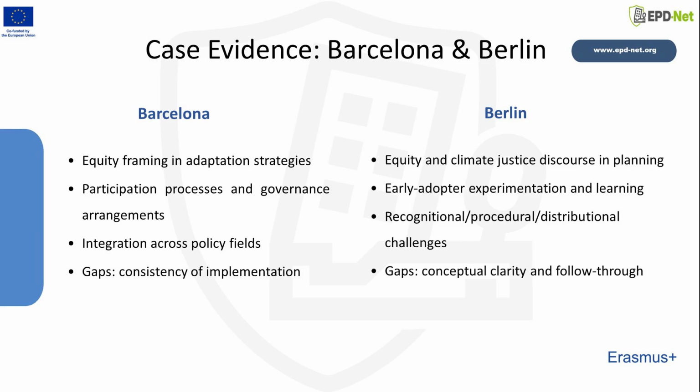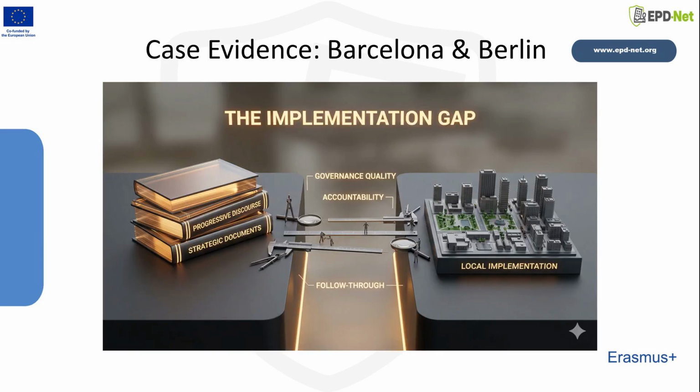There may be ambitious strategic documents, but weaker translation into local implementation, monitoring, or accountability. There may also be participation processes that are formally open, but still uneven in whose knowledge is recognized and whose priorities shape final decisions. This is why the case evidence is useful for teaching. It shows that resilience planning is not only about identifying technical measures. It is also about governance quality, conceptual clarity, and follow-through.